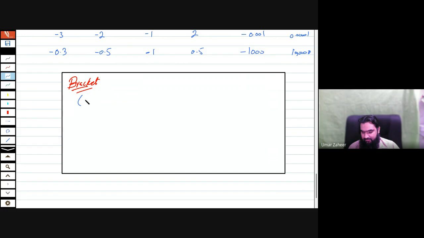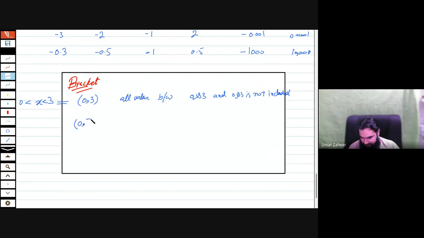For example, you have (0, 3). What does it mean? It means all values between 0 and 3, and 0 and 3 are not included. Clear? If you write it in inequality form, it looks like this: x is greater than 0 and less than 3. Clear?